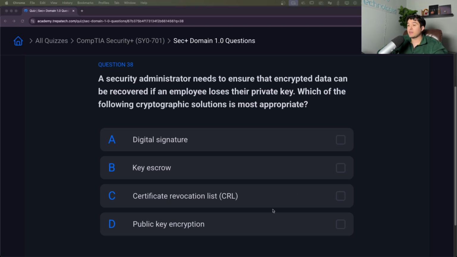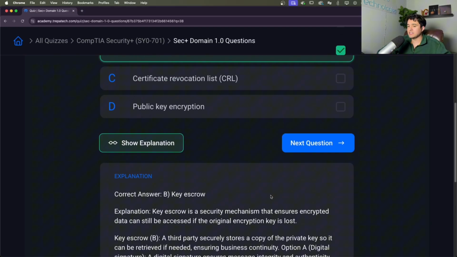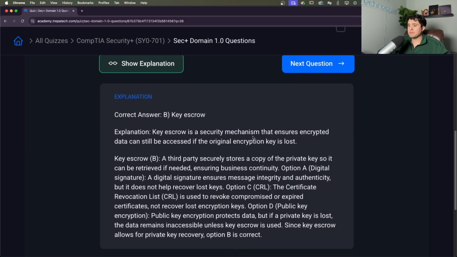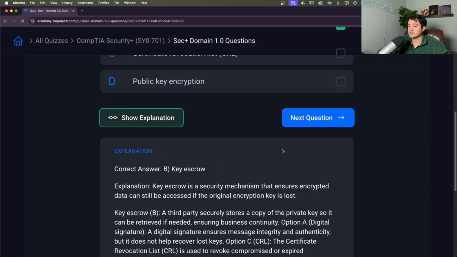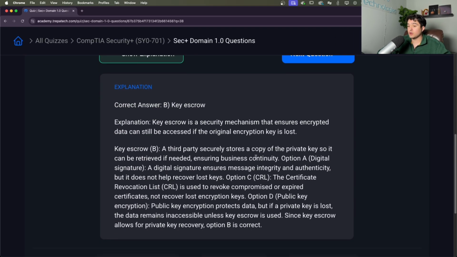A certificate revocation list is actually just a server that shows you certificates that are no longer trusted or expired. That doesn't necessarily have to do anything with the private key. And then PKI just describes the entire ecosystem of HTTPS, right? Of how we have secure connections over the web. It's a lot more complicated than that, but the only good answer here is B, a key escrow. So what is a key escrow? This is a security mechanism that ensures encrypted data can still be accessed if the original encryption key is lost. So pause the video if you'd like to read further on that explanation.